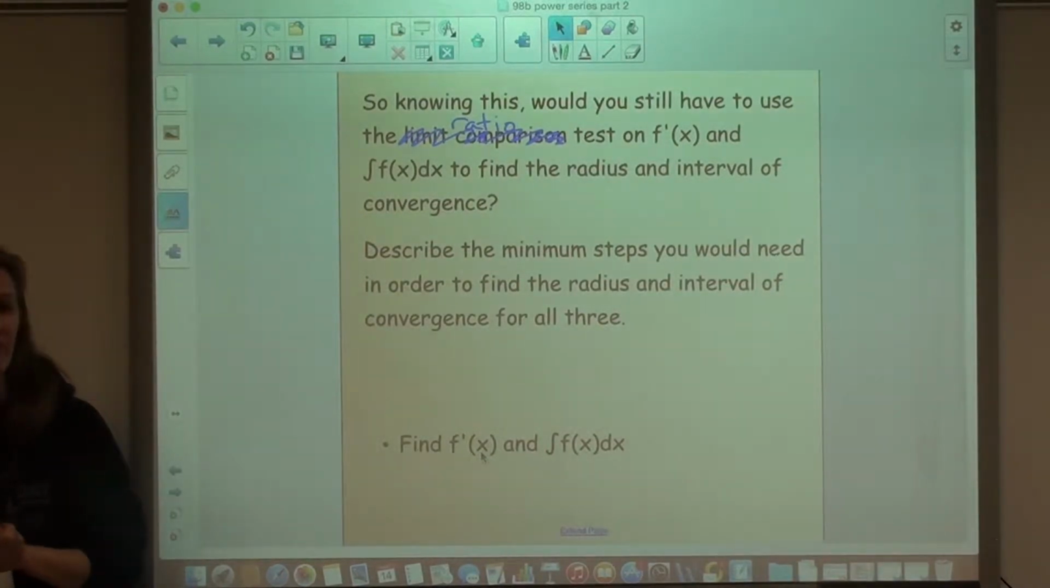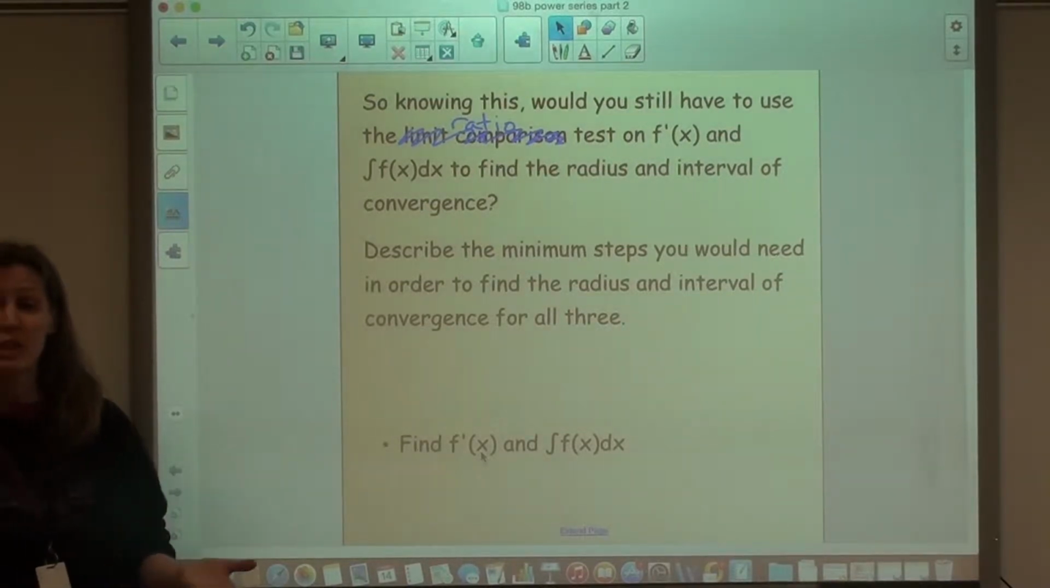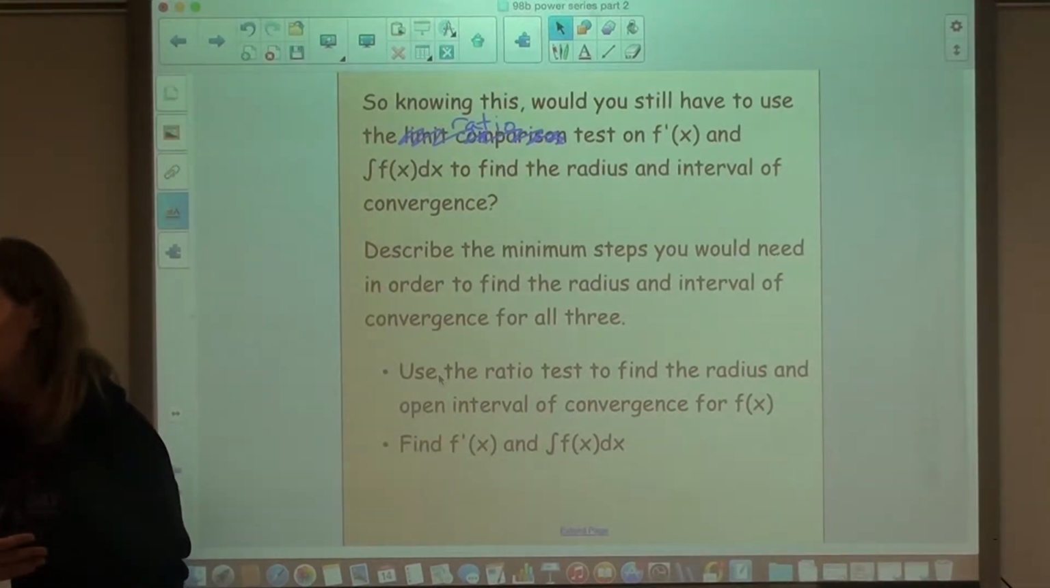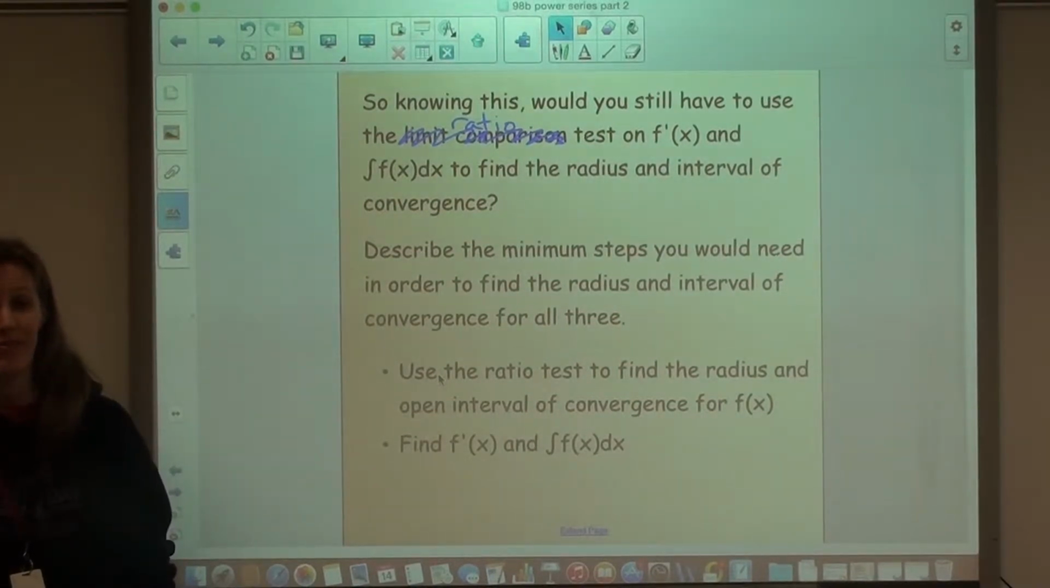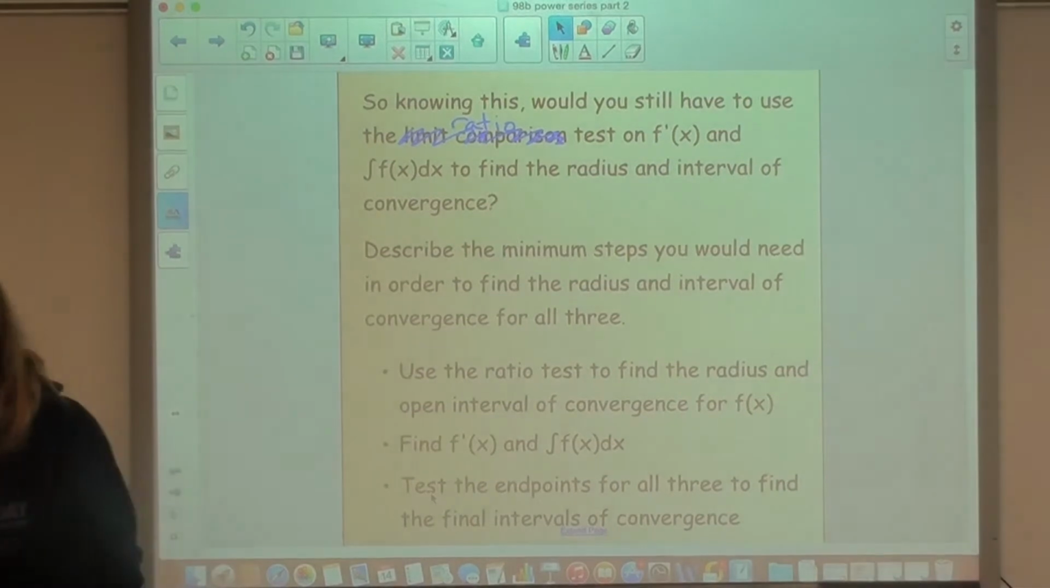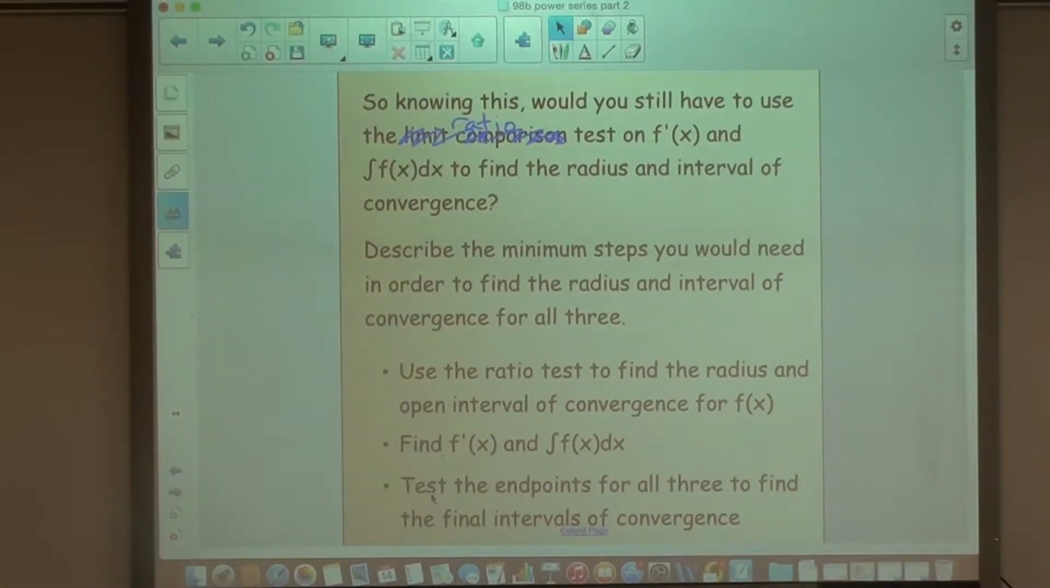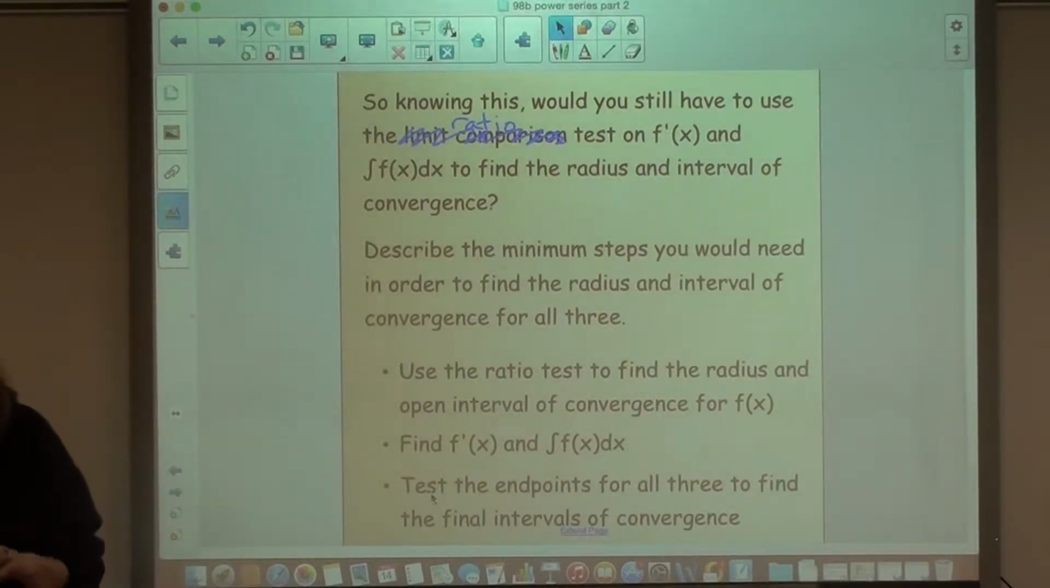What else? Any other things that you have to do in order to find the radius and interval of convergence for all three? You're going to have to apply the ratio test, right? And find the radius and open interval of convergence for f. And then what's the last thing you're going to have to do? Test the endpoints. Because your homework tonight is going to say, find the radius and interval of convergence for f, f prime, and the integral of f. So you're going to have to find the three functions, well, the first one's given, and use the ratio test on the initial problem to find your radius and your open interval, and then test the endpoints on all three.